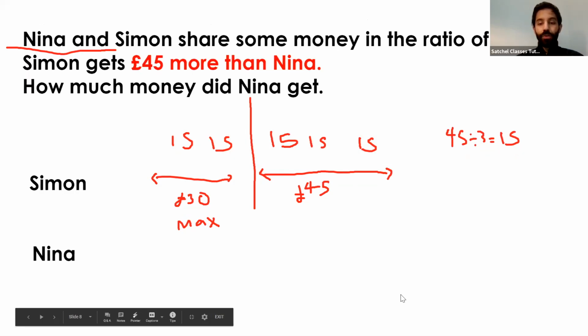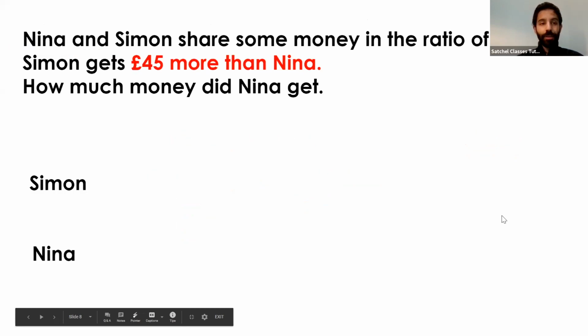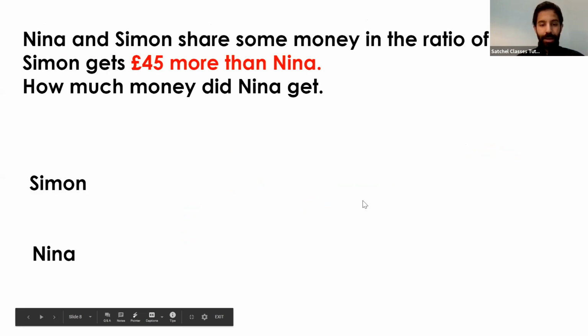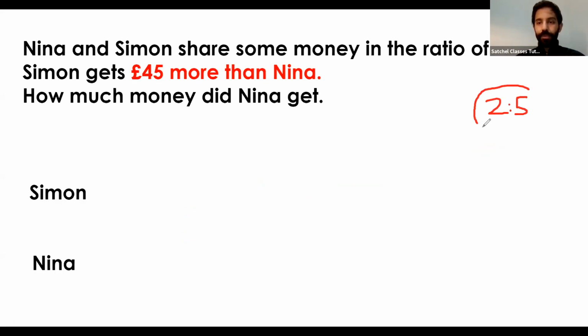Okay, moving on. So a slightly different and a bit harder scenario here. Again, I'm just going to clear all my drawings. It says Nina and Simon share some money in the ratio of, you won't be able to see this, but it's a ratio of 2 to 5. So the ratio is 2 to 5. In a ratio of 2 to 5, Simon gets £45 more than Nina. This is really important to realize. He gets £45 more than Nina. How much money did Nina get?